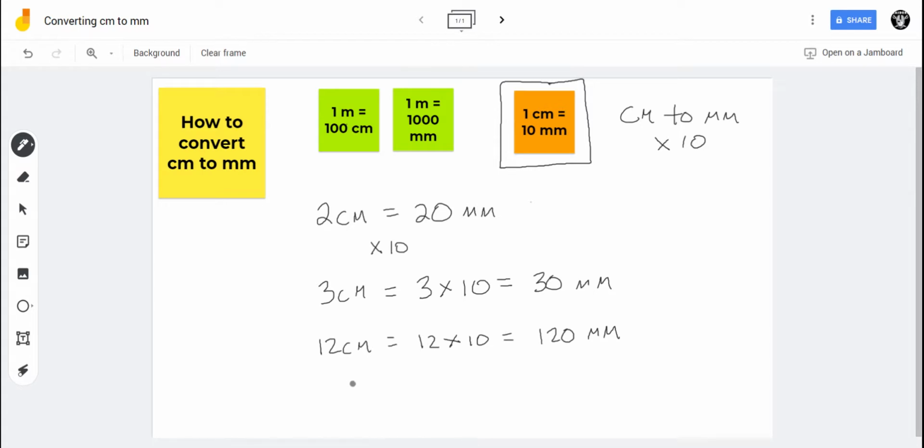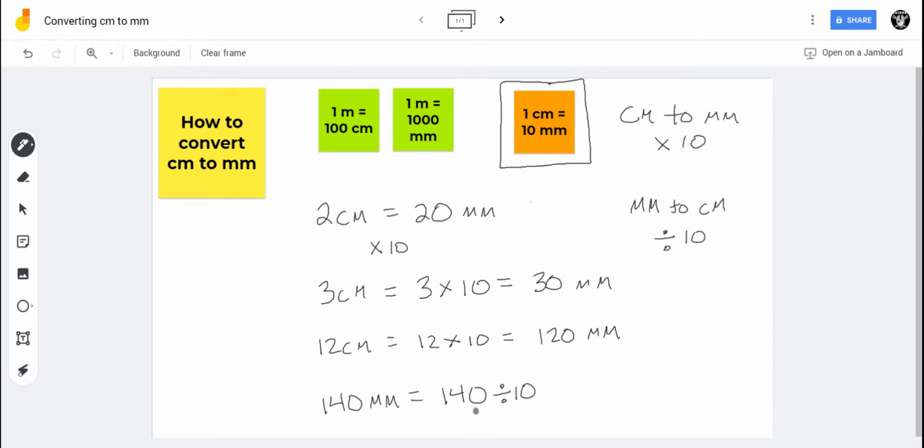Now there may be more complex problems that come your way. What if they give you the millimeters first? What if they were to say something like, 140 millimeters, and they want to know how many centimeters that is? Well, that's okay. To get from the smaller unit, millimeters, to the bigger unit, centimeters, you need to divide by 10. So that's what we're going to do in this case. We're going to take 140 millimeters and divide that by 10.